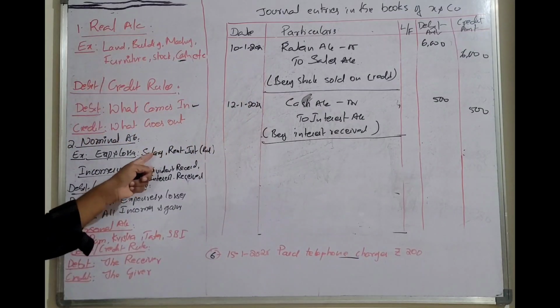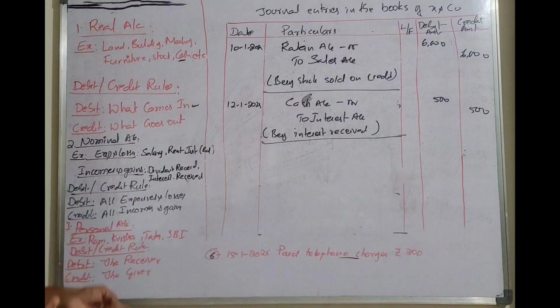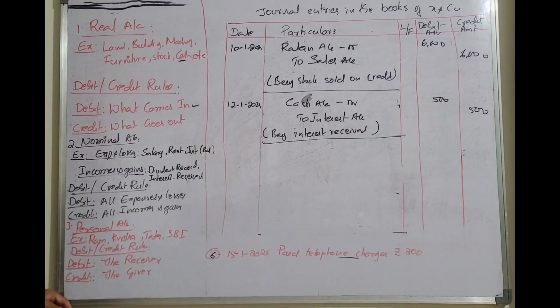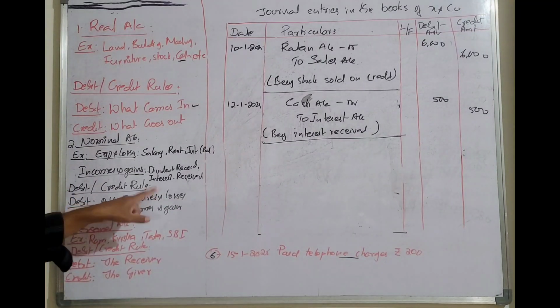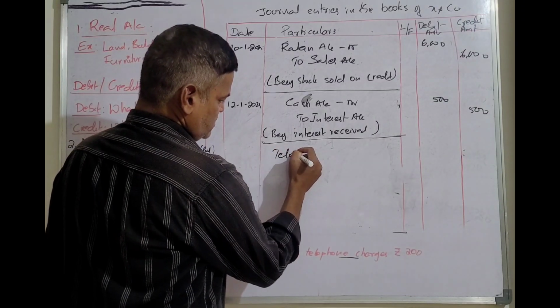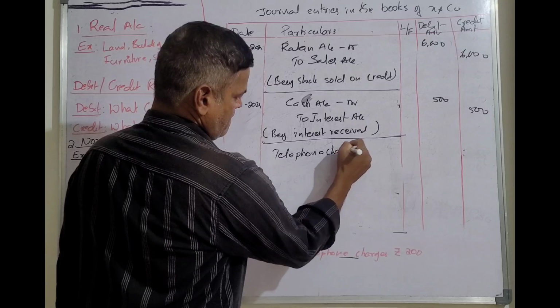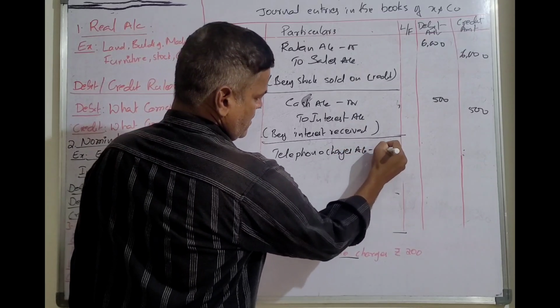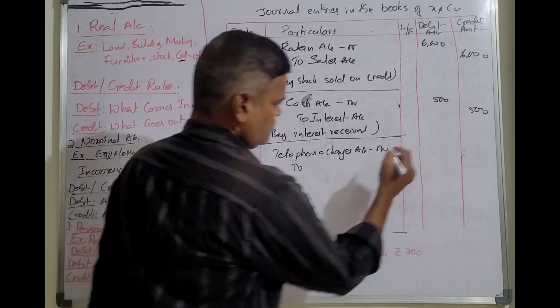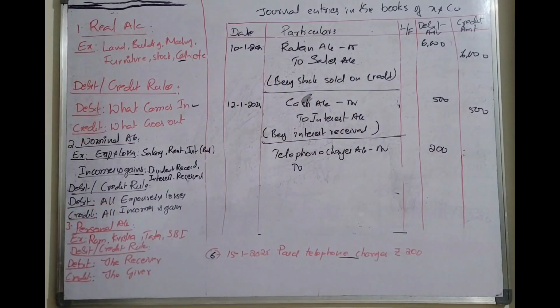Telephone charges, like salary paid, rent paid, interest paid, wages paid, telephone charges paid, is also an expenditure. Hence all expenses should be debited. So here we have to write telephone charges account debit. What is the amount? 200.